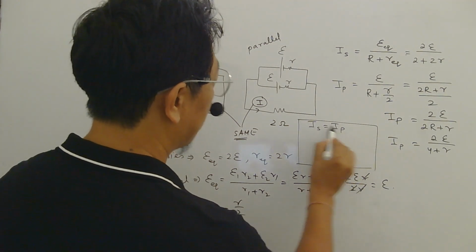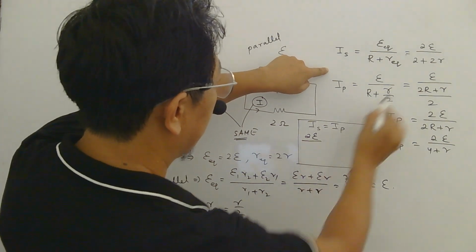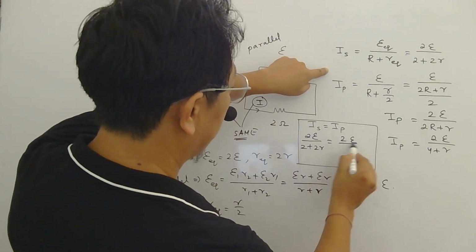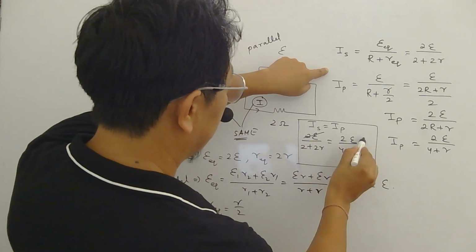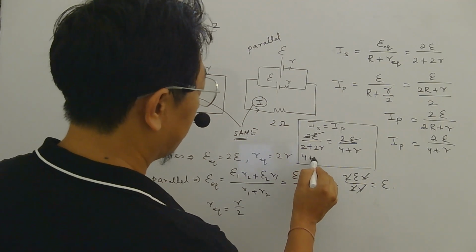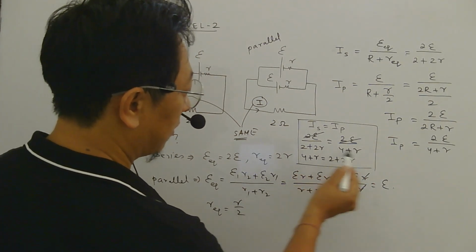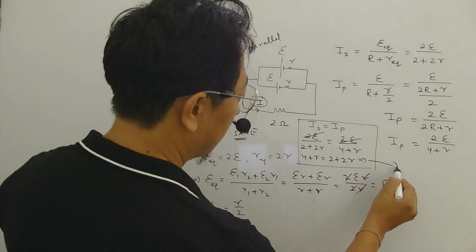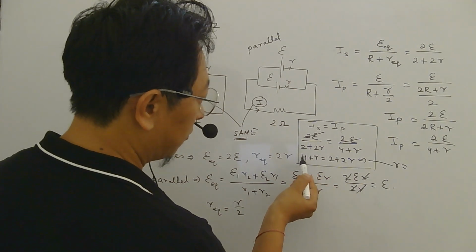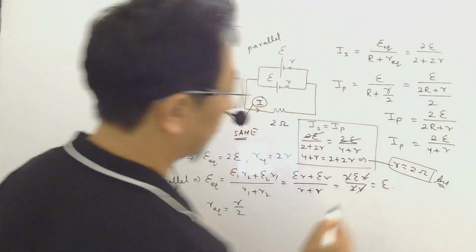The current here and here are same. So 2 EMF by 2 plus 2R must be same as 2 EMF by 4 plus R. This 2E cancel, cross multiply, you will get 4 plus R equal to 2 plus 2R. 2 will come this side, R will go that side, 2R minus R is R, and 4 minus 2 is 2. So internal resistance is 2 ohm, right?